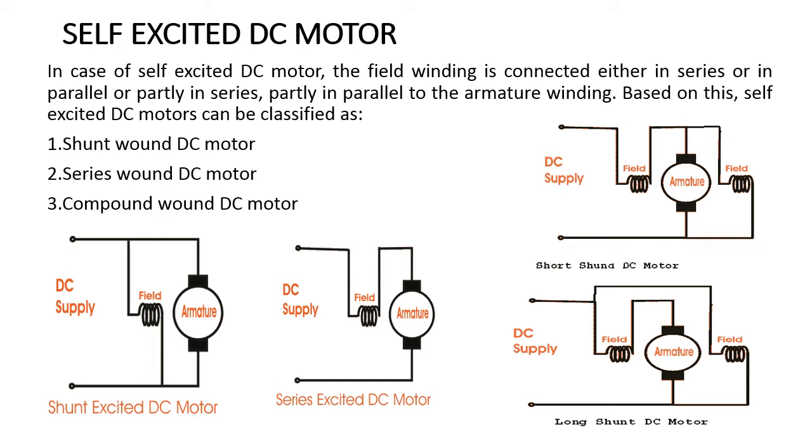If the field winding is connected in parallel with the armature, that is a shunt wound DC motor. If the field winding is connected in series with the armature, that is a series wound DC motor. If both field windings are there, depending on how you connect the series field and shunt field, we get the compound wound motor. The types of compound wound are short shunt and long shunt. The circuit diagrams of these motors are shown in the figure. You can observe these circuit diagrams.